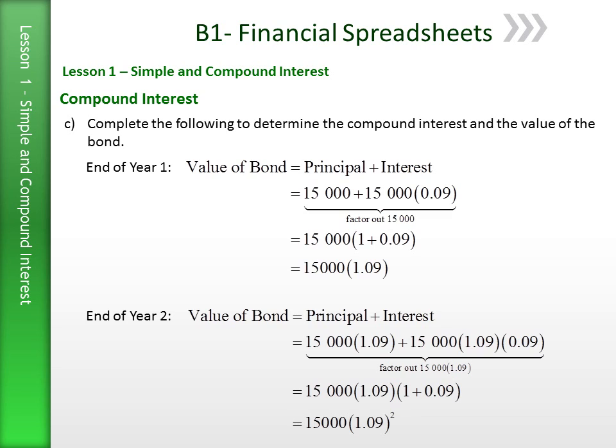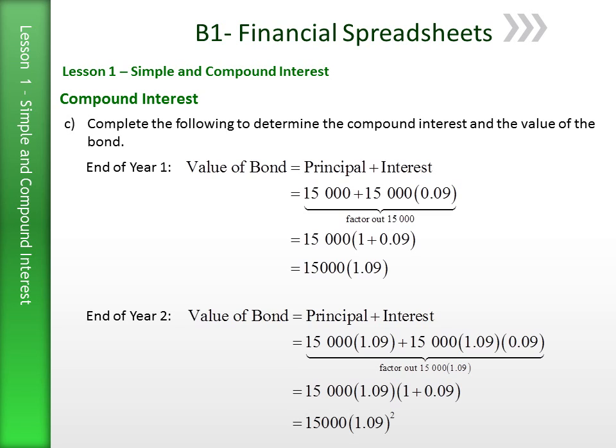But here, I want to start developing a formula from a pattern that we can get from repeatedly doing this. So instead, I'm going to factor out the $15,000 from each term. So I pull out the $15,000, and I am left with, from the first term, just 1, and from the second term, the 0.09. If I add those two together, I have 1.09. So the value of the bond at the end of the first year is $15,000 times 1.09.